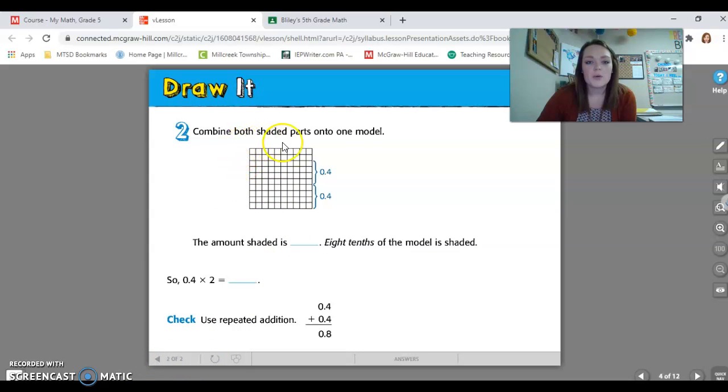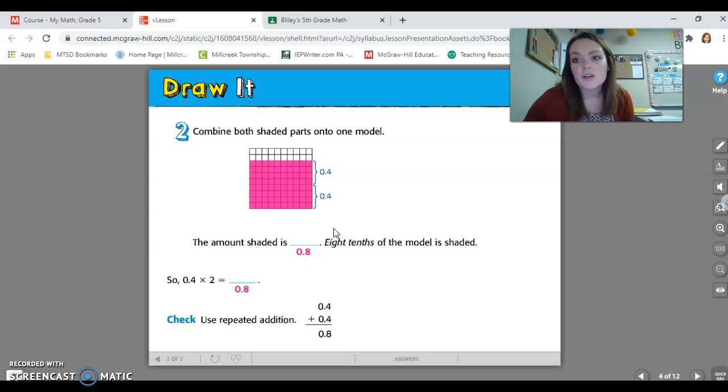So it says combine both shaded parts on the model. Remember, that means to add. So we can do this by adding. We can add 4/10 plus 4/10. If we look at our shaded in area, this shows us. You can count the blocks by counting upwards by tenths, or you can add them like we know how to add them and we've done in previous chapters.